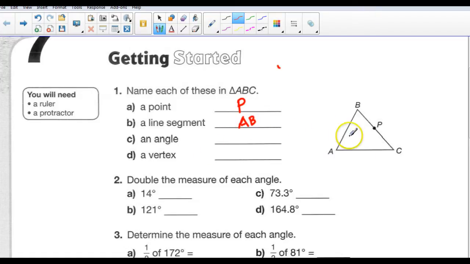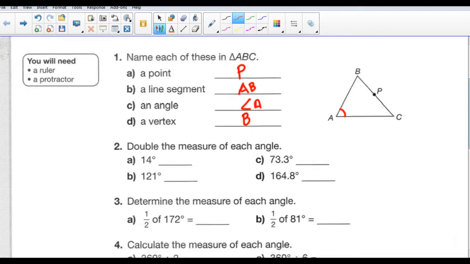An angle, well, let's start with A. We could say that this is angle A. So the way we write it is like this: angle and then A. And a vertex is just one of these points at the end of a line segment. So we could name any vertex A, B, or C. We'll just label one B.